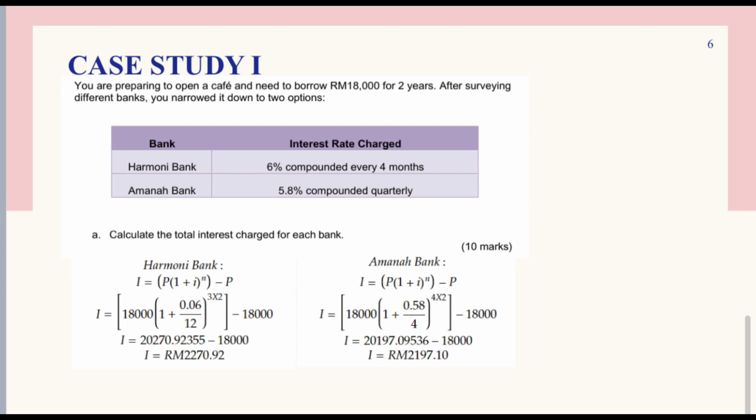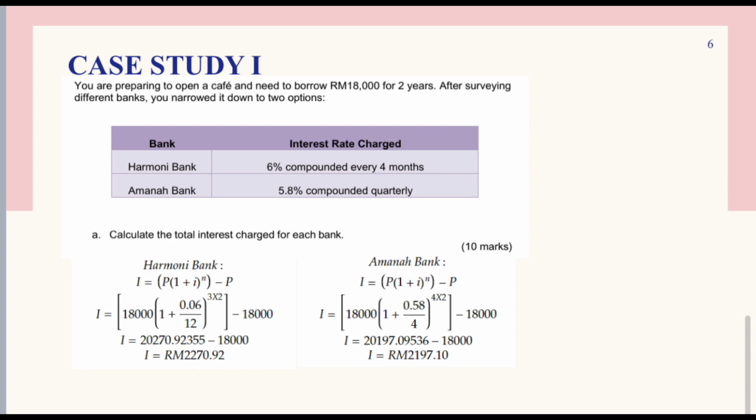Case study 1. You are preparing to open a cafe and need to borrow 18,000 ringgit for 2 years. After surveying different banks, you narrow it down to two options: Harmony Bank, which offered an interest rate charge of 6% compounded every 4 months, and Amana Bank, which offered an interest rate charge of 5.8% compounded quarterly. Now, for question A, calculate the total interest charge for each bank.